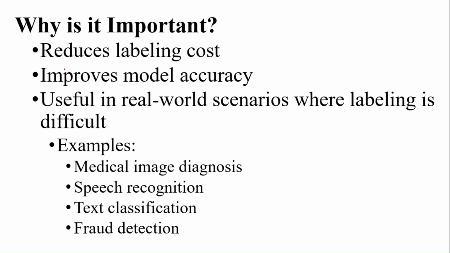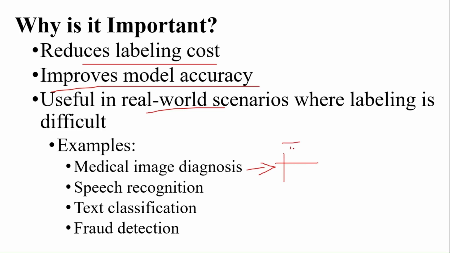Why is it important? It reduces labeling cost, improves model accuracy, and is useful in real world scenarios where labeling is difficult, for example medical image diagnosis. Suppose we have to test on text data. If I have only text data, I use supervised learning. If I have image data, for example chest images, now I have to combine both for the predictions. I have to combine the labeled text as well as the unlabeled data.